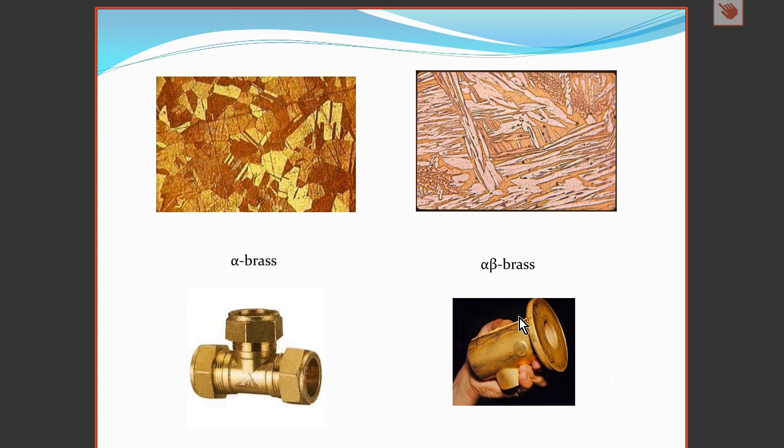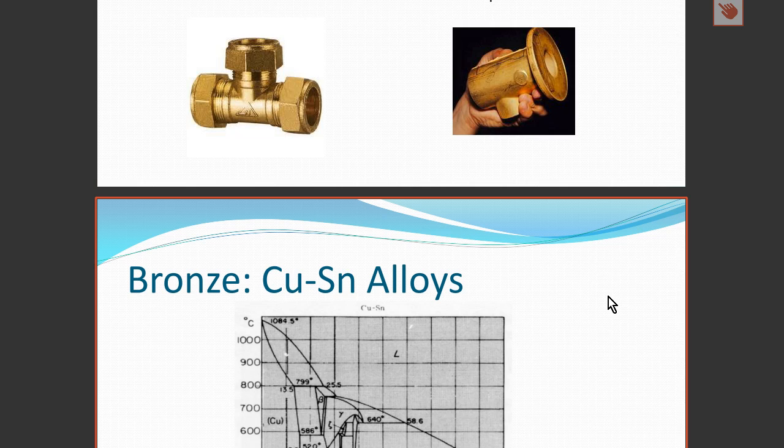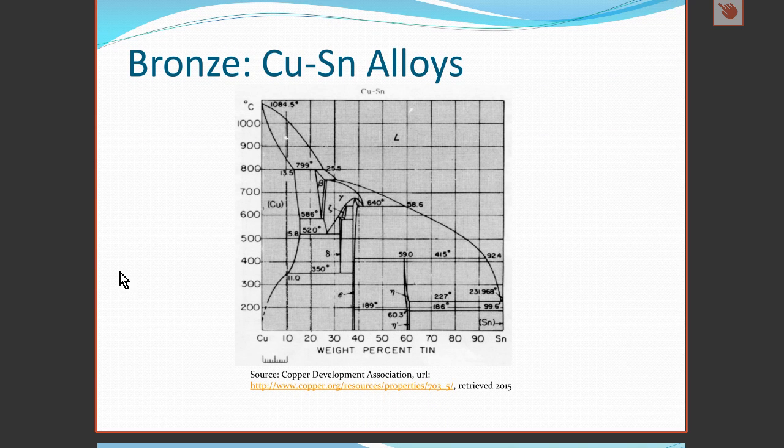Alpha beta brass is stronger, and here you can see the alpha and beta regions in the material, so it's polyphase. And alpha beta brass is good for forgings. So this is where the material is formed while it's hot. Bronze is the name given to copper tin alloys, which are stronger than brass.